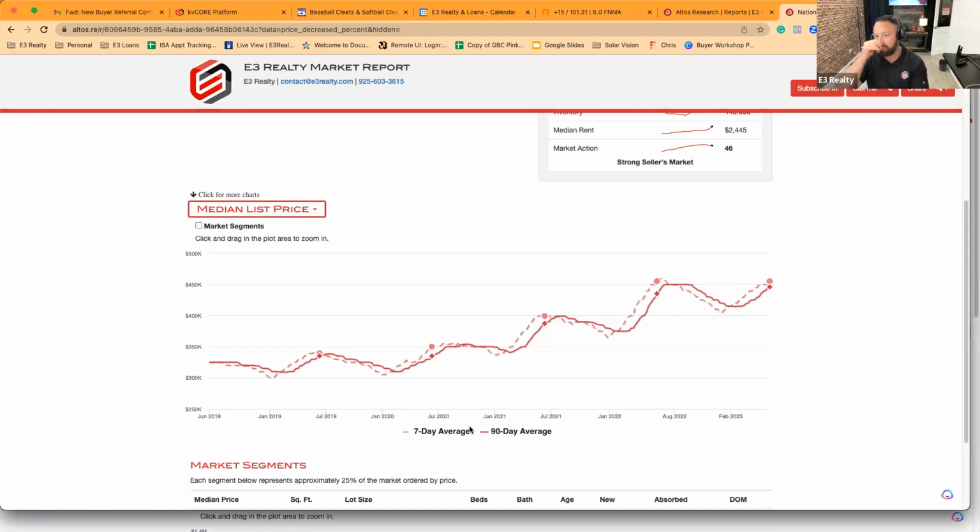So when people ask you, hey, when's a good time to sell my house in the city? You can go back 3 years of trends and look at the active inventory levels. And I'll show you that here in a second.